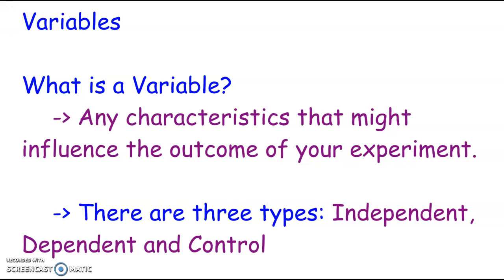Okay, everyone. So what we're looking at today is different types of variables. Of course, we're talking about variables in terms of science. So variables are anything that you are doing or using that might influence the outcome of your experiment.